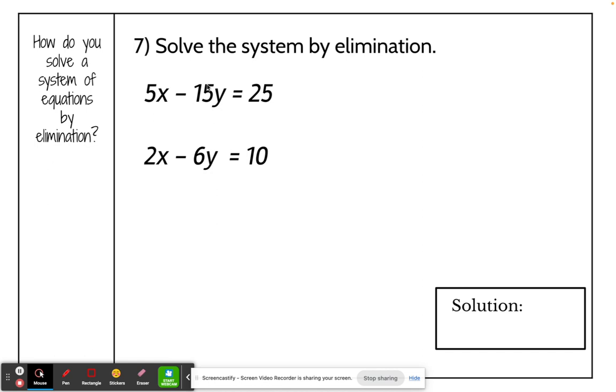Okay, let's take a look at this one. I have 5x minus 15y equals 25, and 2x minus 6y equals 10. I don't have one where one's positive, one's negative. I can make my first equation into tens, so I'm going to multiply my top equation by 2 and my bottom one by negative 5. That way my x's will cancel out with a 10x and a negative 10x.